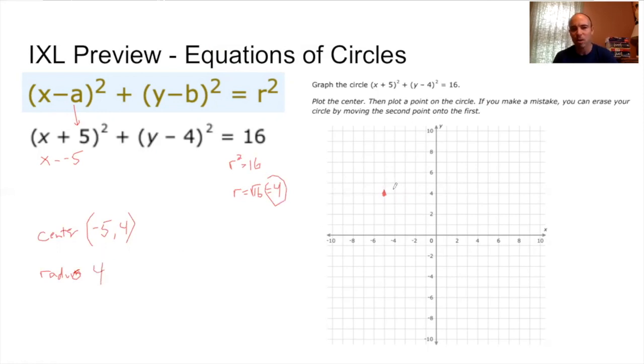So what I'm going to do when I draw the circle, with a radius of 4, is go 4 in every direction. 1, 2, 3, 4 over there. 1, 2, 3, 4 there. 1, 2, 3, 4 there. 1, 2, 3, 4 there. And I'm just going to go around, and I have effectively graphed that circle.